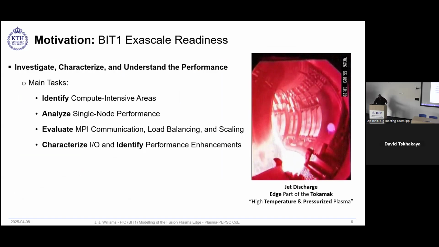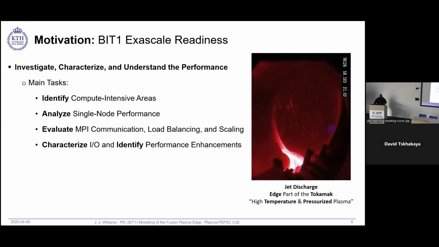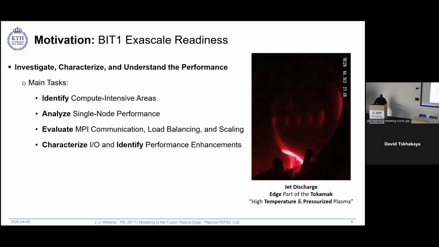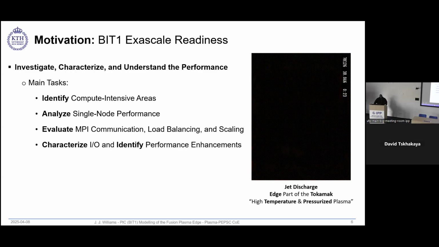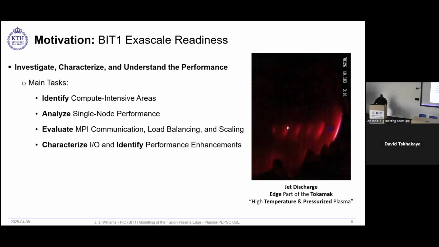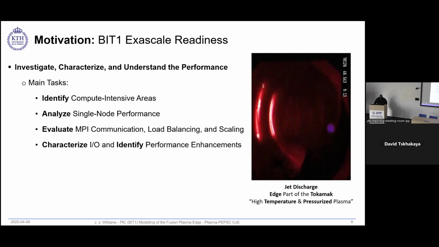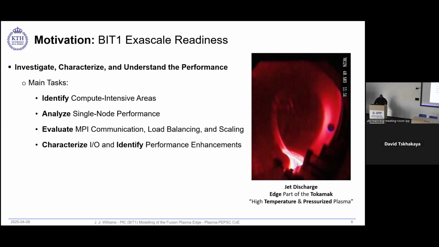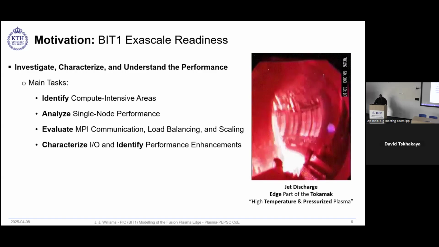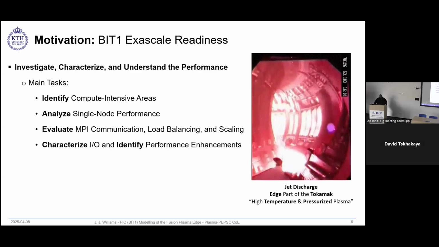When David created this code and passed it to Stefan when he did his PhD, we need to identify the computational parts of the code, those functions. We need to analyze single node performance. So don't go to multiple nodes, just focus on one node. Then we need to evaluate MPI communication, load balancing, and scalability. There was a question about weak scaling. We need to understand this. And then we need to characterize the I/O.